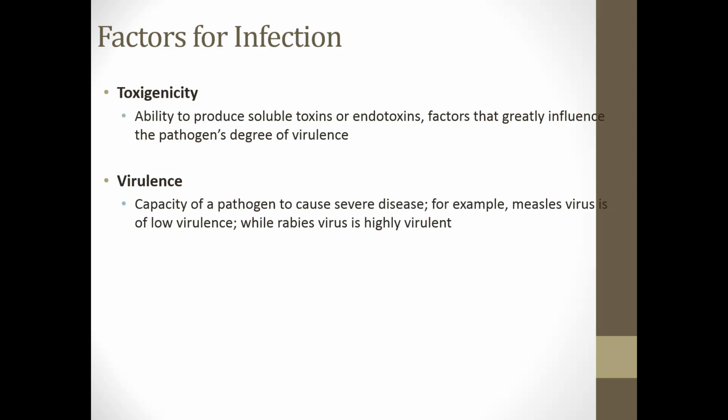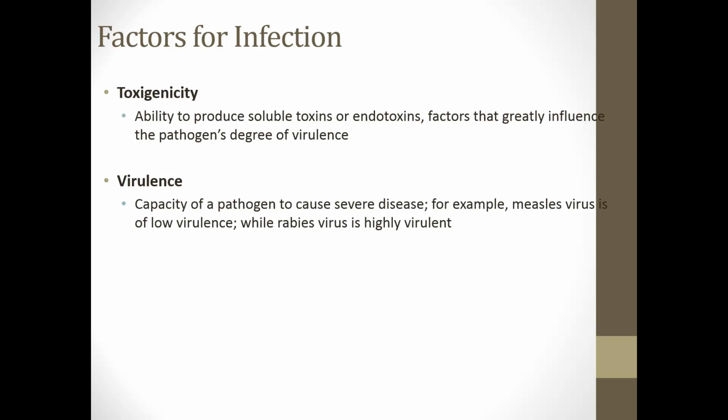Okay, here's another one, very similar, but again, nuanced. Toxigenicity. This is the ability of a microorganism to produce some sort of soluble toxin, or sometimes you'll hear it referred to as endotoxin, which are factors that greatly influence the pathogen's degree of virulence. So the toxigenicity of a microorganism really gets at how strong it is, how sick it makes the person once it actually gets in and starts to invade and multiply. What kind of damage does it do is how you can think about toxigenicity.